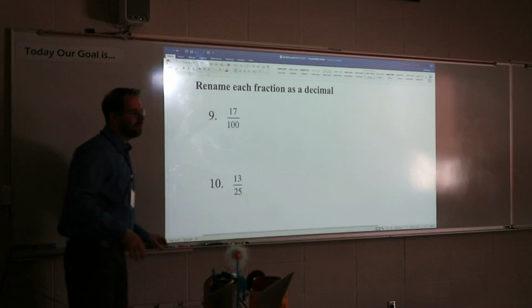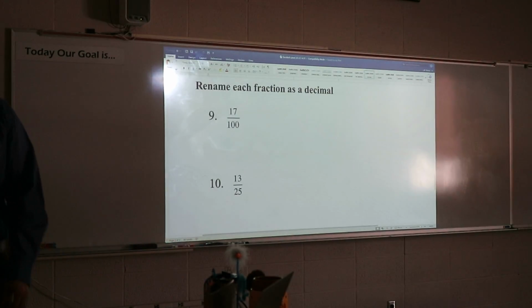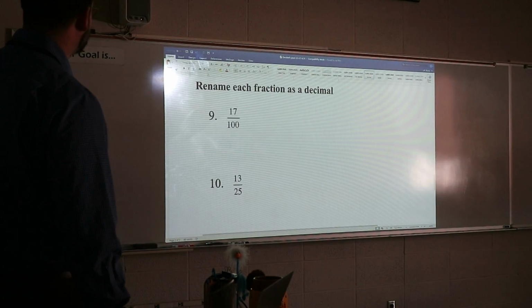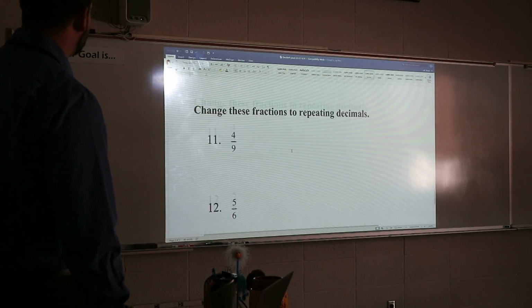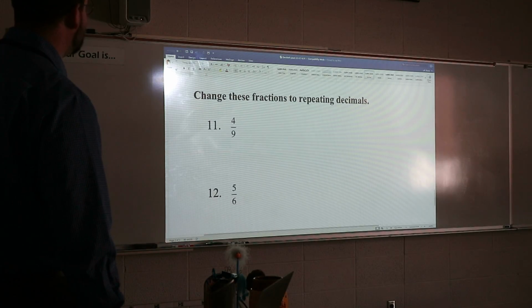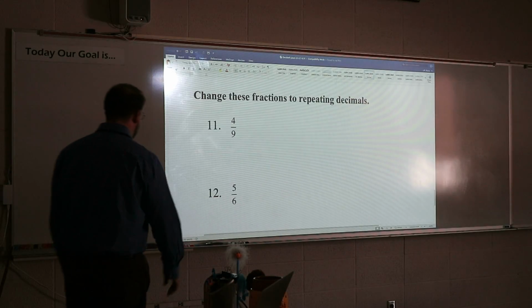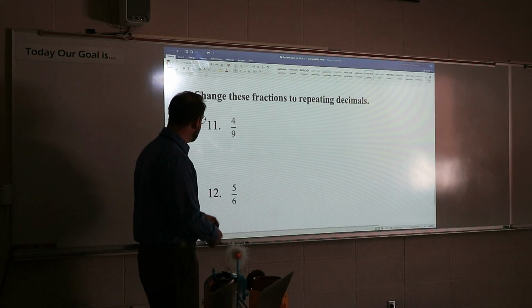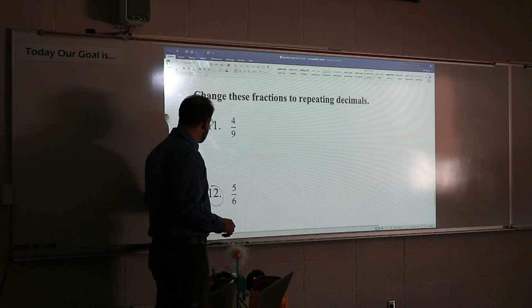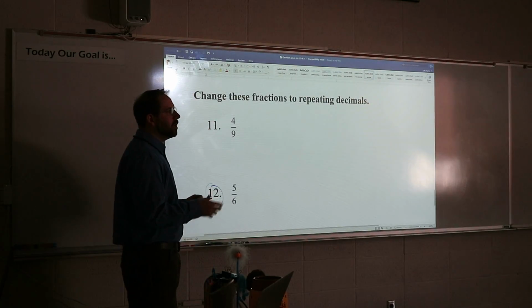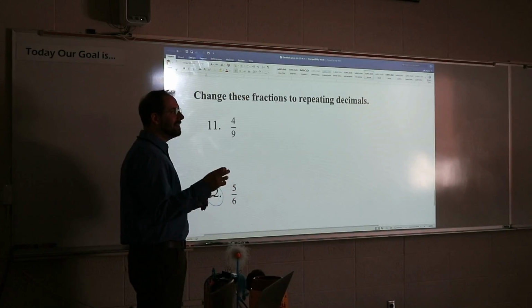Okay. All right, let's move on to number 11 and 12. Sounds like we might have done these problems yesterday. Okay. You have to write these as repeating decimals. Which one would you like? 11 or 12? Okay, number 12. These are the problems you had to do in your homework. You had to write this as a repeating decimal.